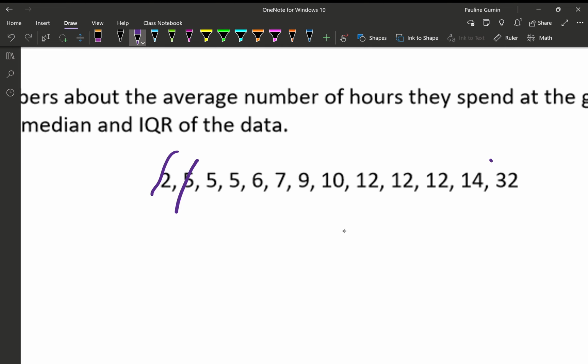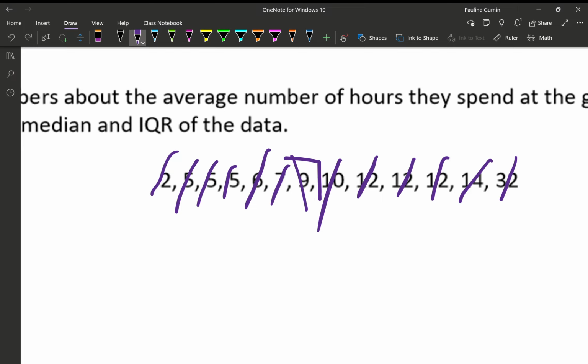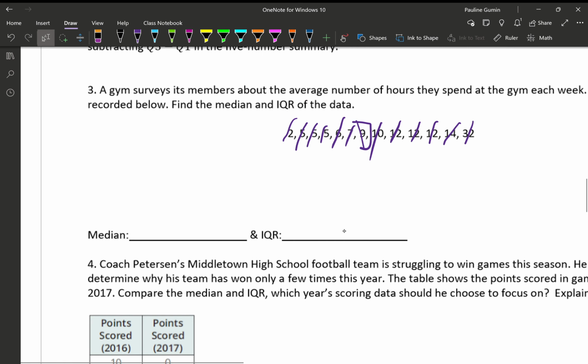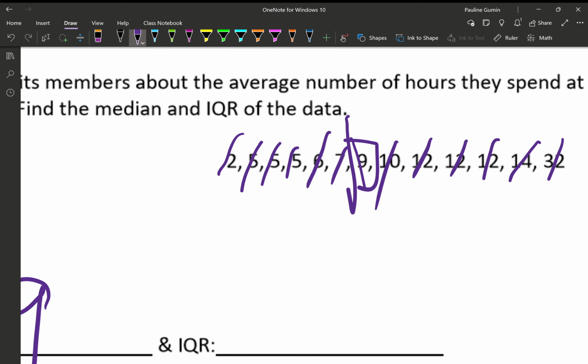I'm going to start off, I think I'm going to cross off two from each end. I did organize this data for you already. Oh, beautiful. Our median is 9. We have a nice number in the middle, which means I'm going to find Q1 and Q3 without the 9. So the median exists. We don't use it for our quartiles. And we need Q1 and we need Q3.